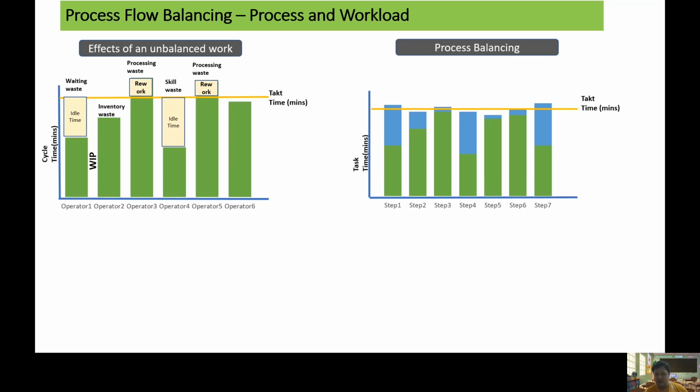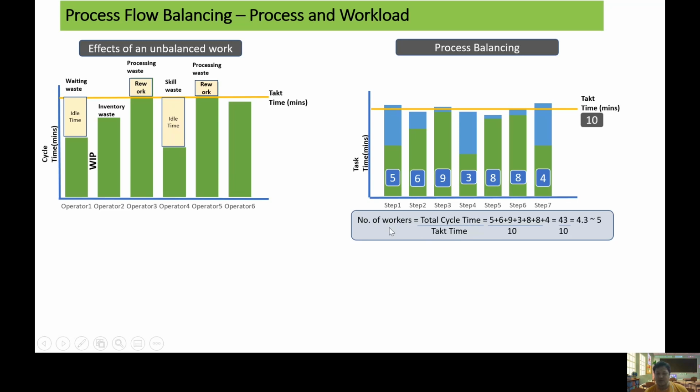To prevent this, there is a method of calculating the number of workers required in a particular process. Here, if I consider these are the different cycle times of the different steps, and the tech time is 10 minutes, the formula to find the number of workers is calculated by dividing the total cycle time by the tech time. Here I have added all the cycle times and divided by the tech time, which gives me the ideal number of workmen to be used in the different activities to complete the process as per the tech time.